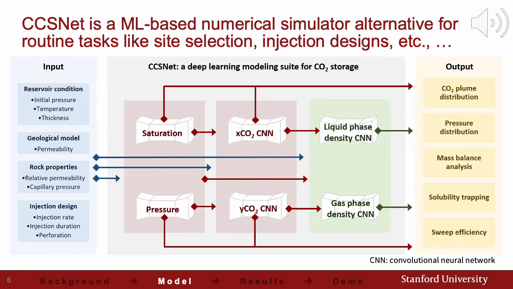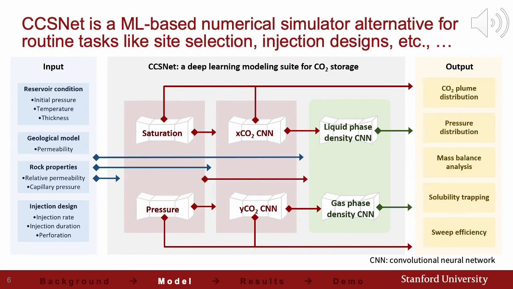On this slide, I'm showing a schematic demonstrating the workflow of this tool. First, we define the scope by listing out the inputs that we would normally give to a numerical simulator and the output that we want to get from the numerical simulation. We summarize the input into 4 categories: reservoir condition, geological model, rock property, and injection design. We sampled wide ranges of input from each category to cover nearly all realistic scenarios for potential CO2 storage sites.